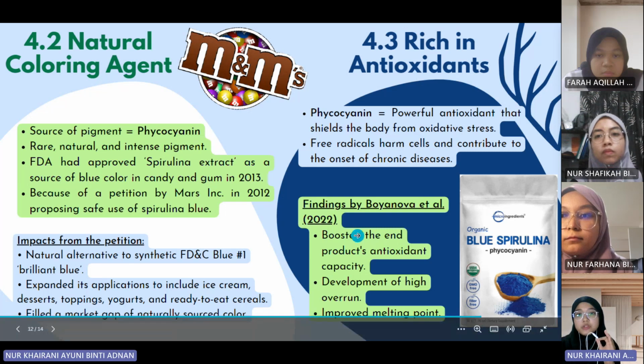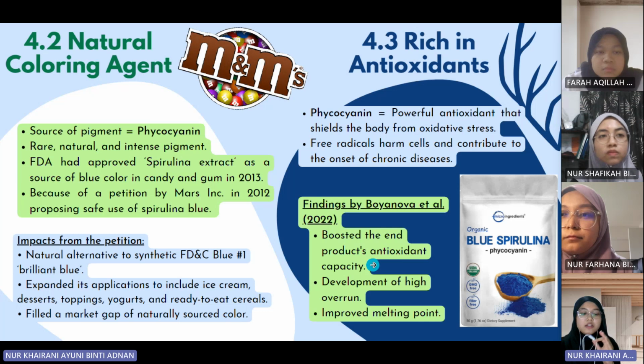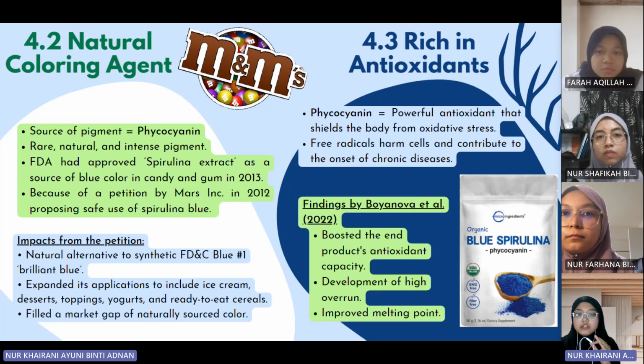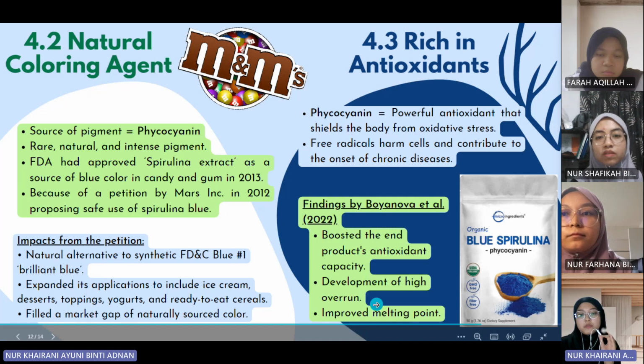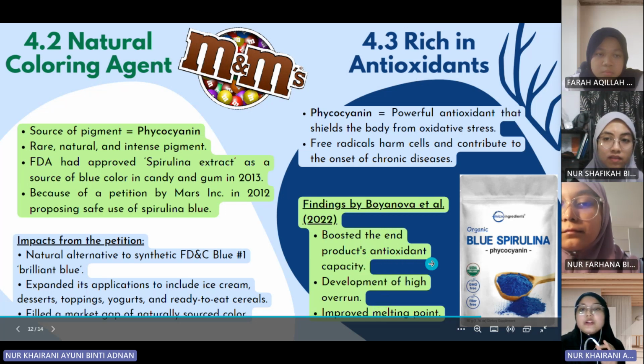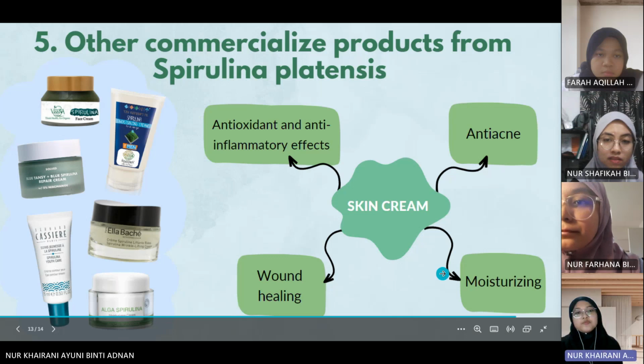A study in 2022 showed adding spirulina can boost the end product's antioxidant capacity. And not only that, spirulina can also develop high overrun. Like Farah mentioned earlier, overrun here means that ice cream will appear bigger in size to reduce cost, but it doesn't change its creaminess, texture, and flavor. So it is a very good advantage for manufacturers. And lastly, spirulina can improve melting point, so it can stay in solid form longer. Next, I will pass to the next presenter.